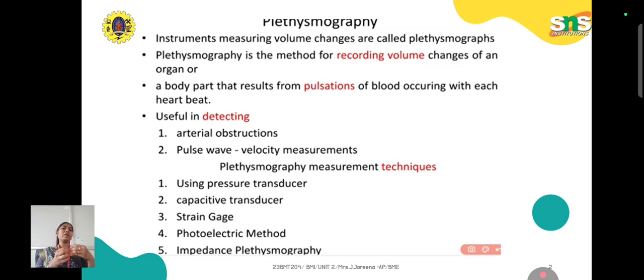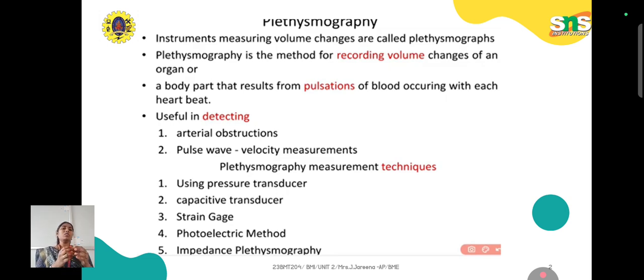What are the different applications you can see in plethysmography? The first one is arterial obstruction. As I said before, it is mainly used to assess blood circulation. Second is pulse wave velocity measurement, which is especially meant to record the flow of blood. In this way you can easily identify the density of blood, whether you need a blood thinner or blood thickener, based on the condition of the particular person. So these are the different applications where you can use plethysmography widely.